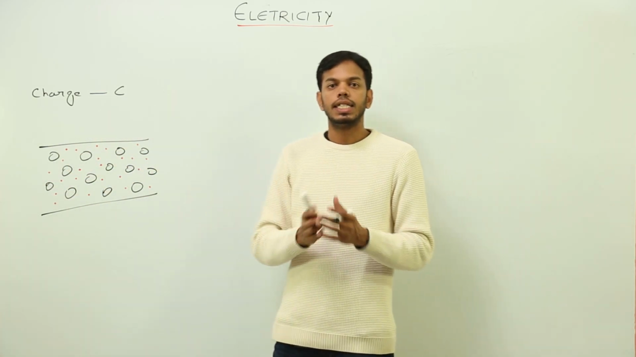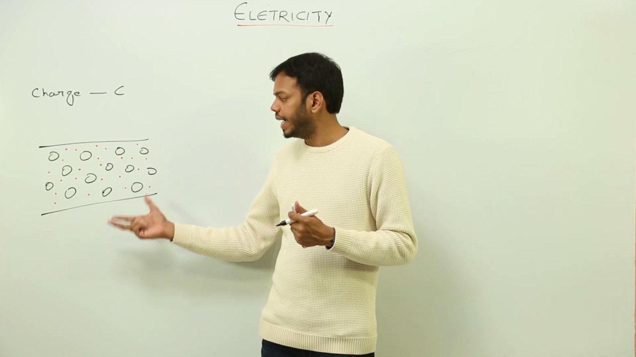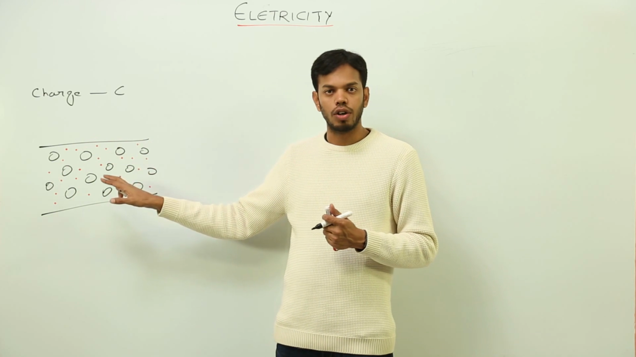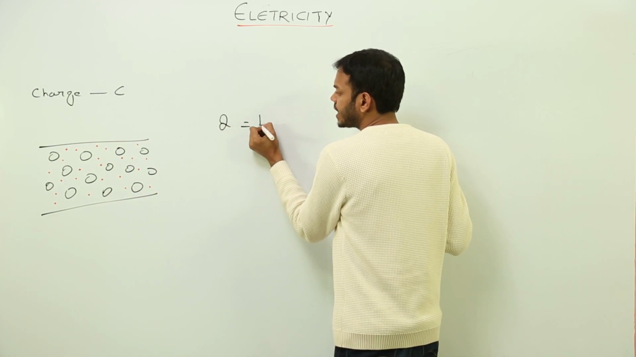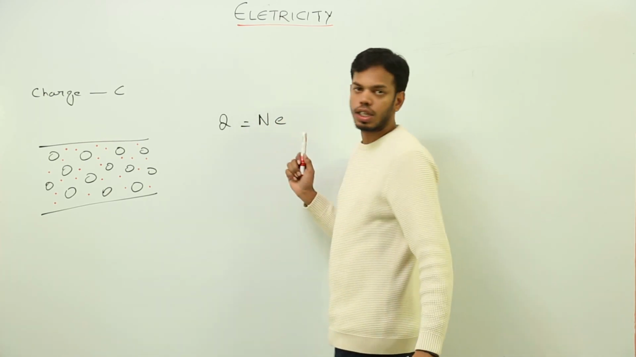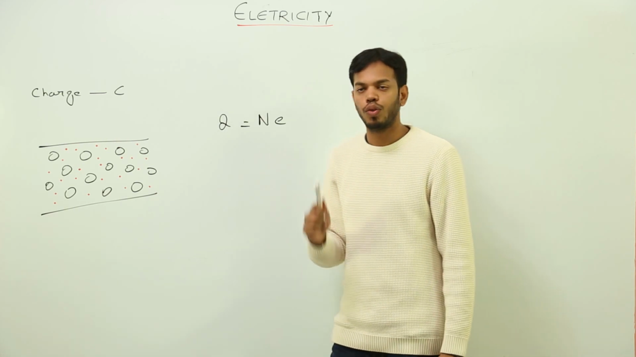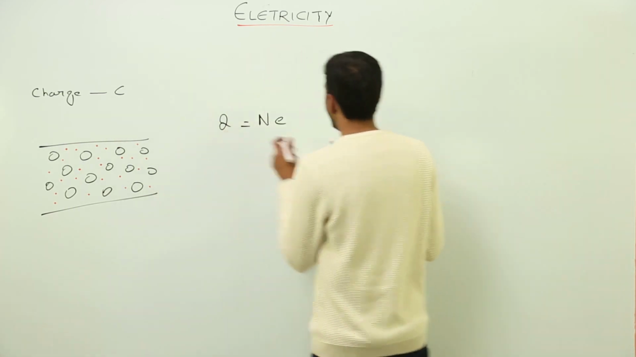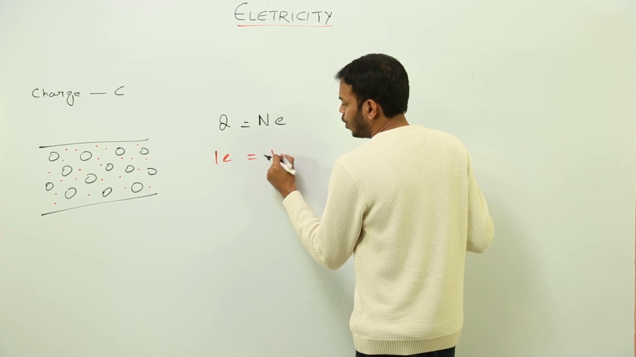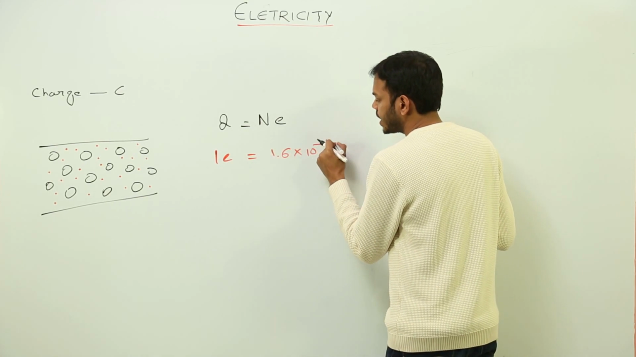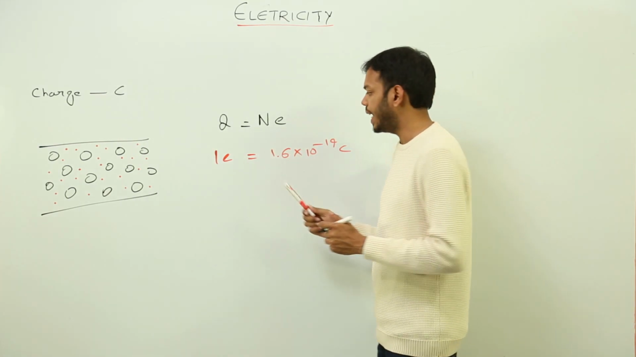As we have already discussed, charge is built by all of these free electrons. So the total charge would be some number of electrons, right? For that, we need to know the charge on one electron. The charge on one electron is given by 1.6 into 10 raised to power minus 19 coulombs. This is the value of charge on one electron.